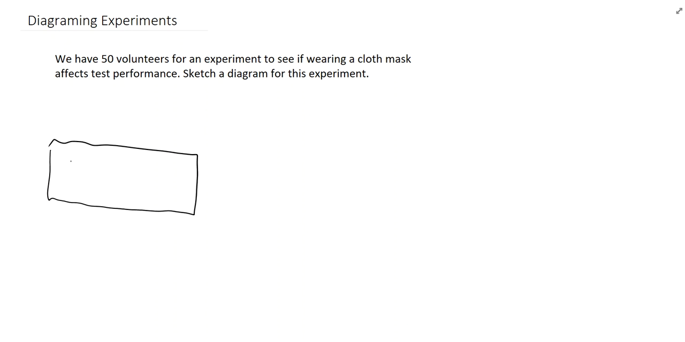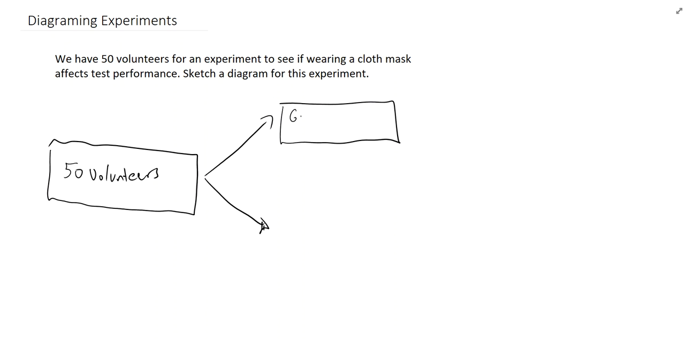You want to start off with your subjects here. A lot of times a diagram is a lot easier way than trying to write out all the different aspects to this, but we're going to start off with our 50 volunteers. We will split them into two groups, and we're going to split them about evenly.